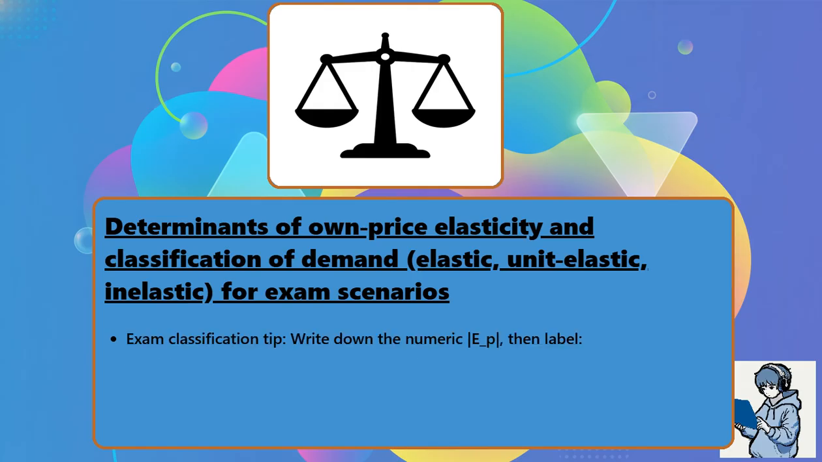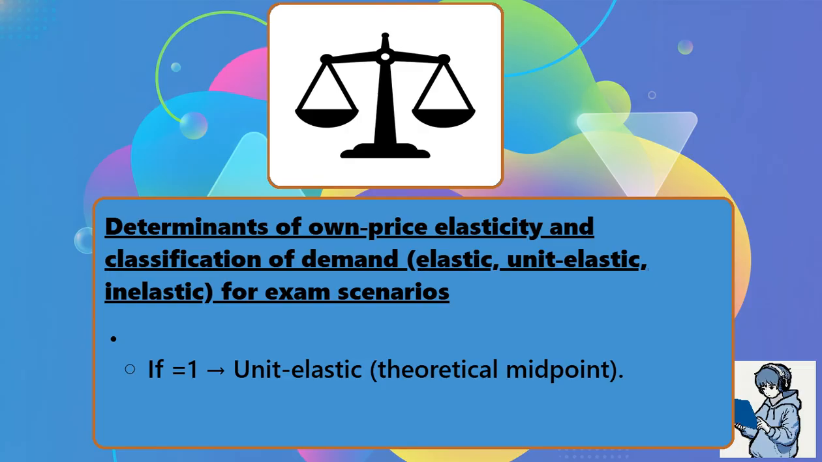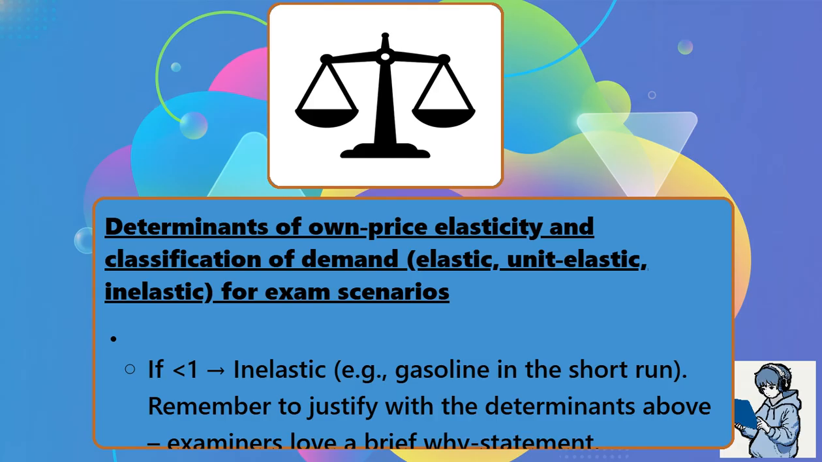Exam classification tip: write down the numeric absolute E sub P, then label. If greater than 1, elastic, for example luxury watches. If equal to 1, unit elastic, the theoretical midpoint. If less than 1, inelastic, for example gasoline in the short run. Remember to justify with the determinants above. Examiners love a brief why statement.